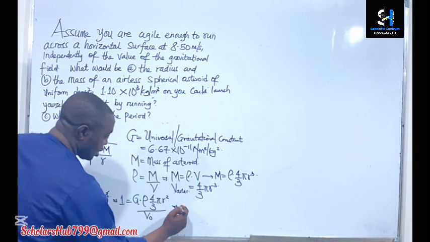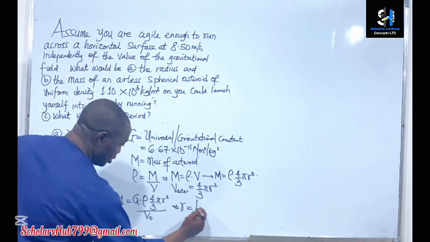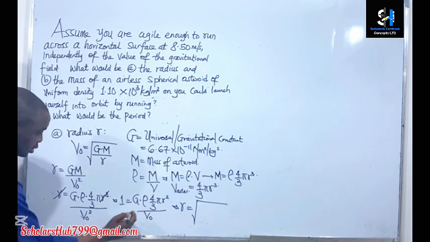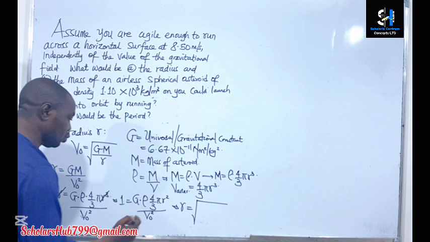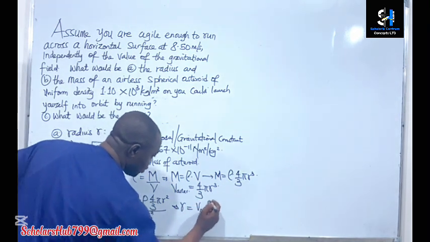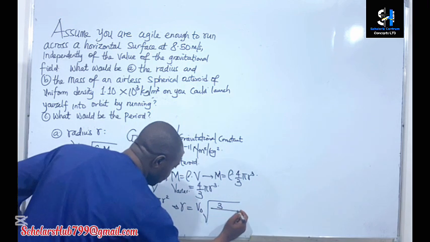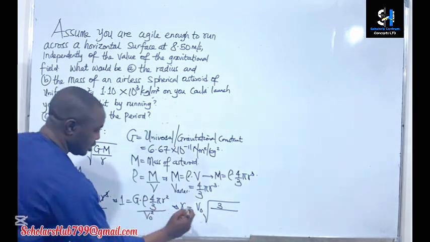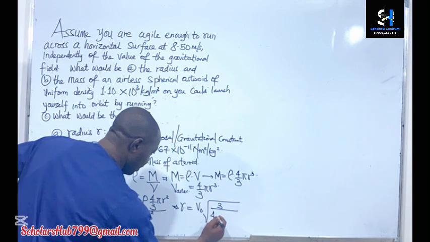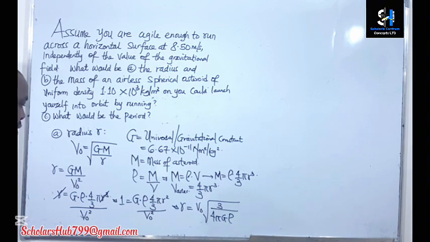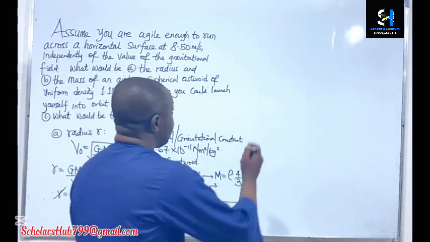Okay, so in this case the radius will be the square root of, let's not forget that this will be squared. This is having a square, so if you have the square root of v squared, that will be v naught times the square root of 3 over 4 pi g density. Okay, yes, 4 pi g density, and that's it. All right, so this is the formula for the radius.